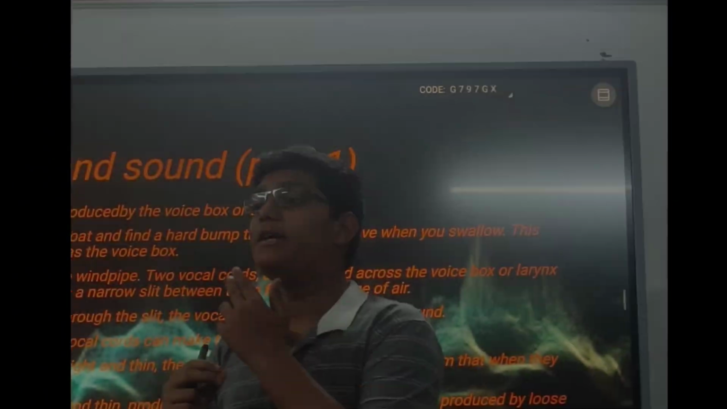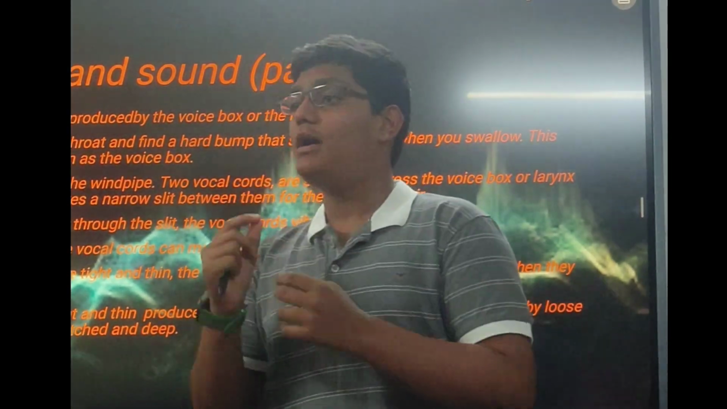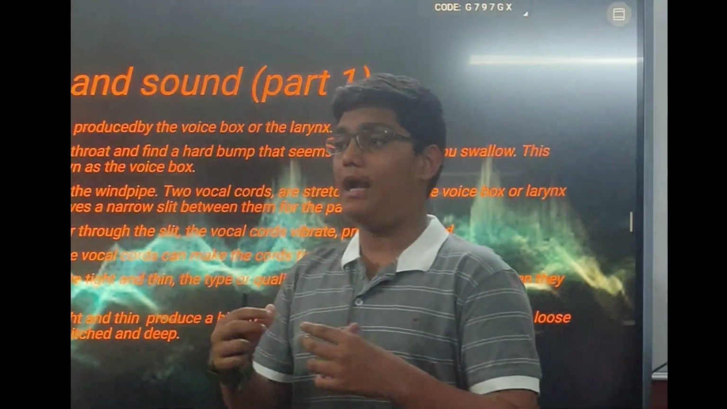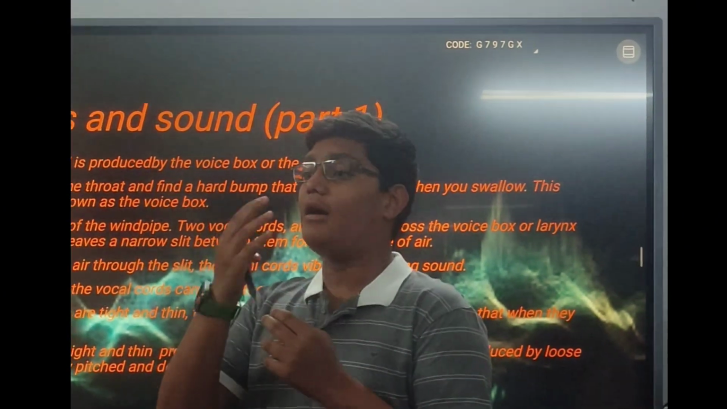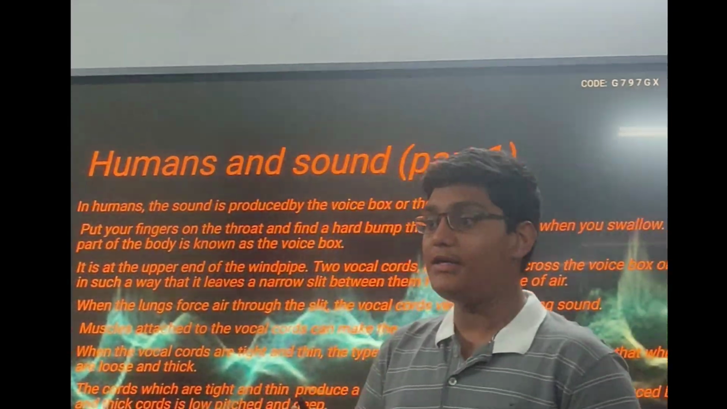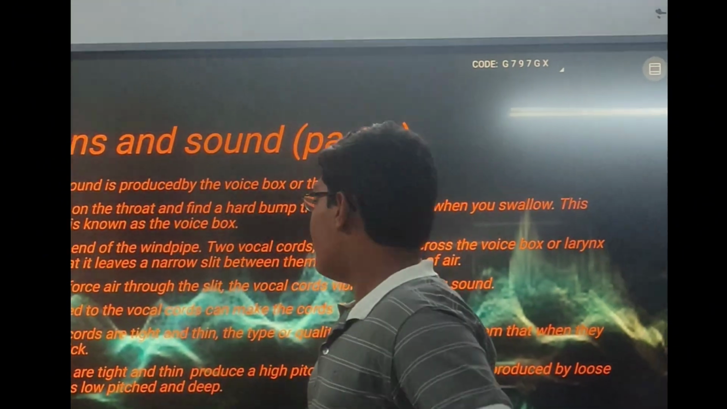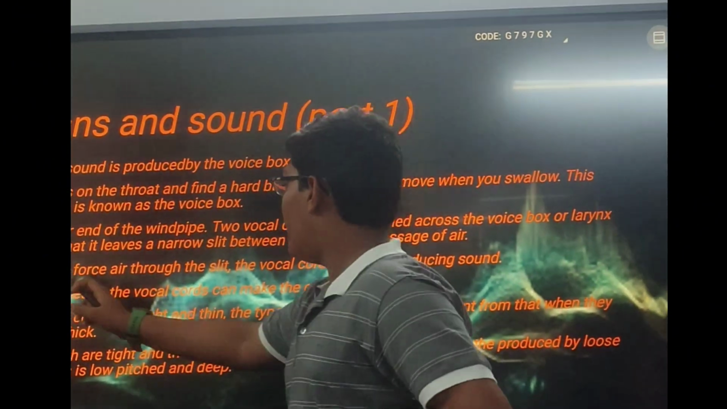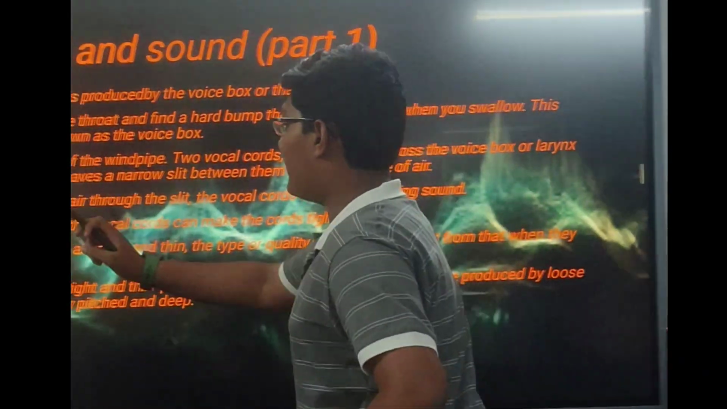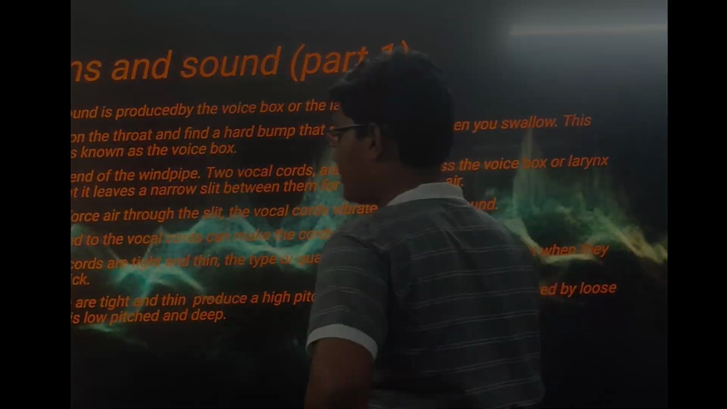We speak, the lungs force air through the gap, and then the vocal cords vibrate, and the vibrations are sent to the mouth, and then the teeth and the tongue help in the formation of words, and then you can hear what I'm speaking. That's the same thing. When the lungs force air, the vocal cords vibrate, producing sound. But muscles attached to the vocal cords can make the vocal cords tight or loose.